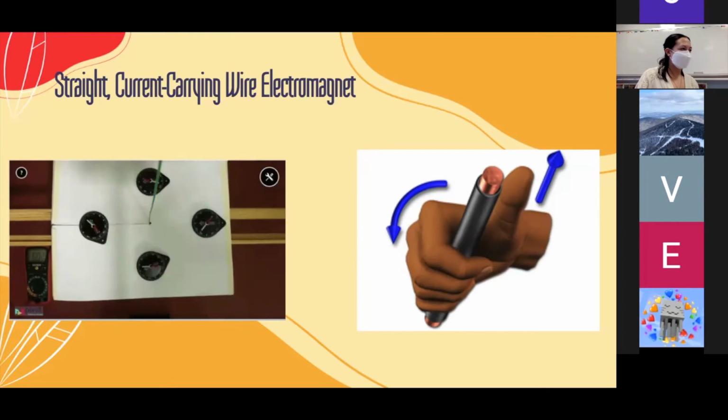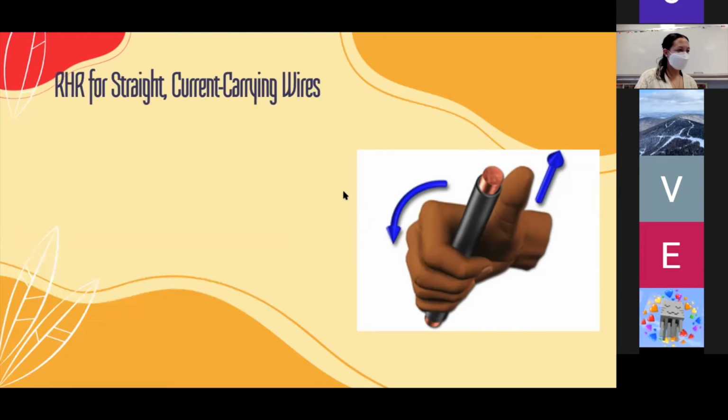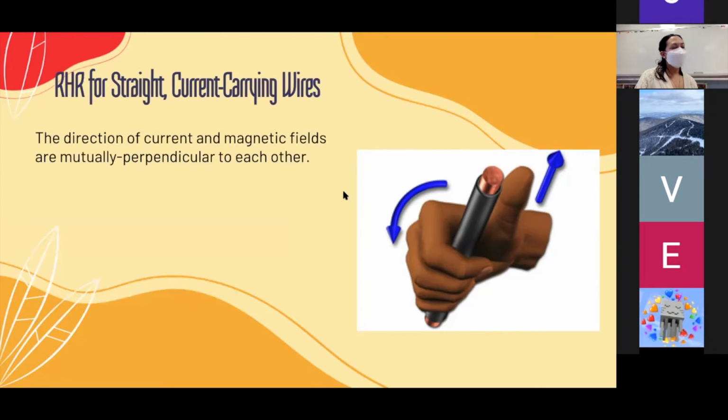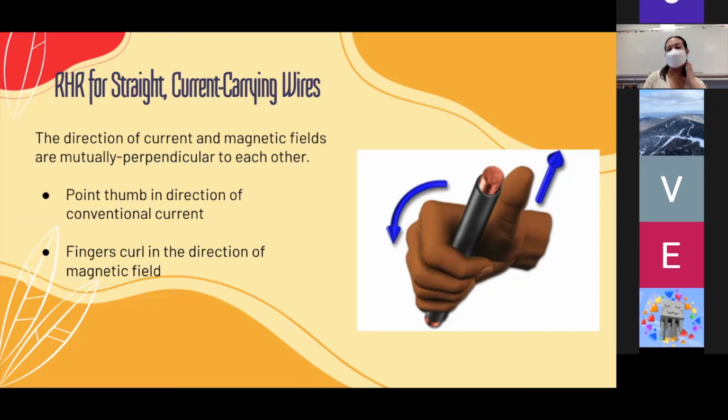Okay, but we're going to step this up because a funny direction thing happens. We know that for straight current carrying wires, the field is going to be perpendicular. So we're going to point your thumb in the direction of current, and your fingers will naturally curl in the direction that the magnetic field goes. And since this is a right hand rule, it's got to be with your right hand.